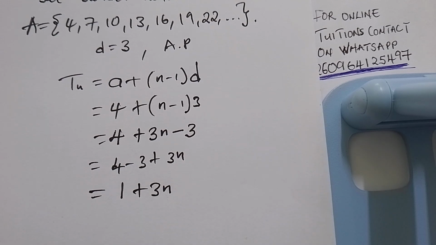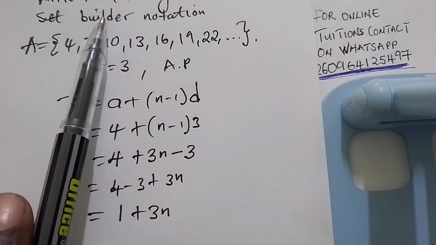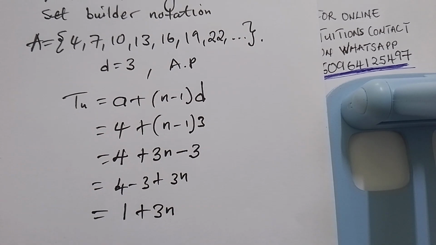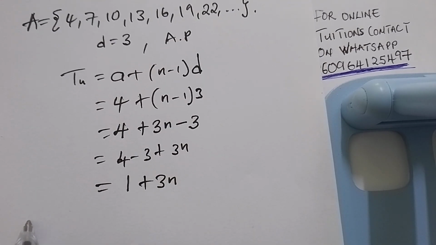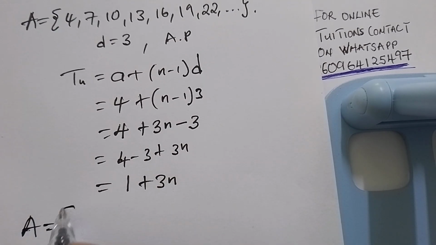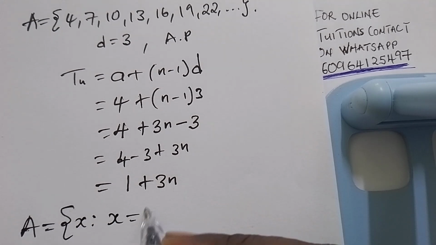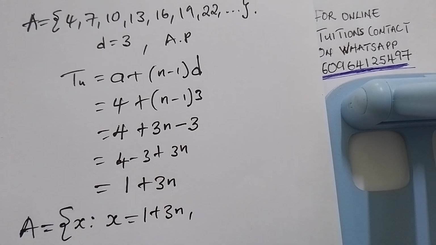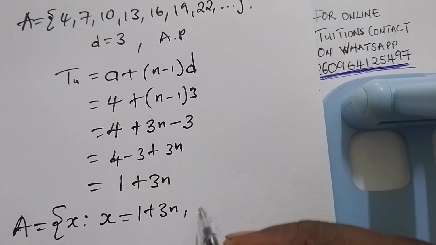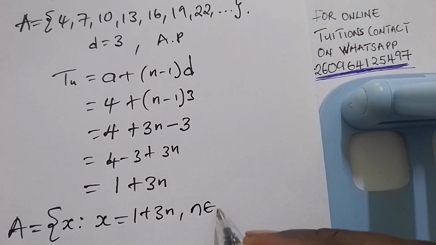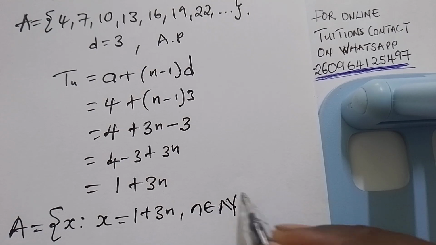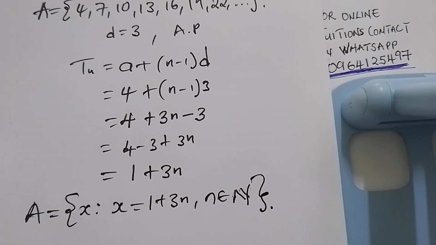So therefore, if we're going to write this in set builder notation, this is going to be A. A is equal to the set of x such that x is equal to the formula, which is 1 plus 3n. Now this n is supposed to be from the set of natural numbers. That's the way we're supposed to do it.